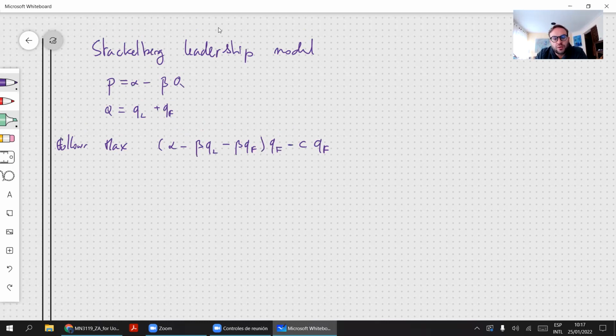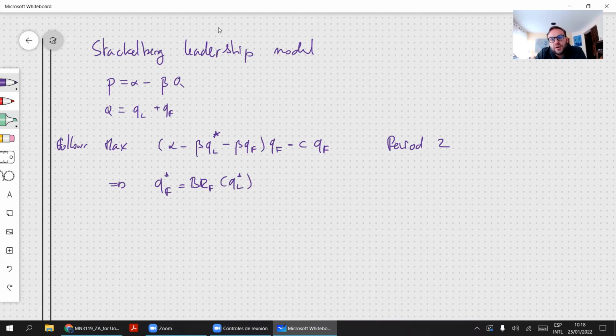But with the difference that, given that the follower decides in period 2, the quantity produced by the leader is already given. So this is a given, and I'm going to work on the basis of that. From here, I should obtain a best response function of the follower as a function of whatever the leader was doing.